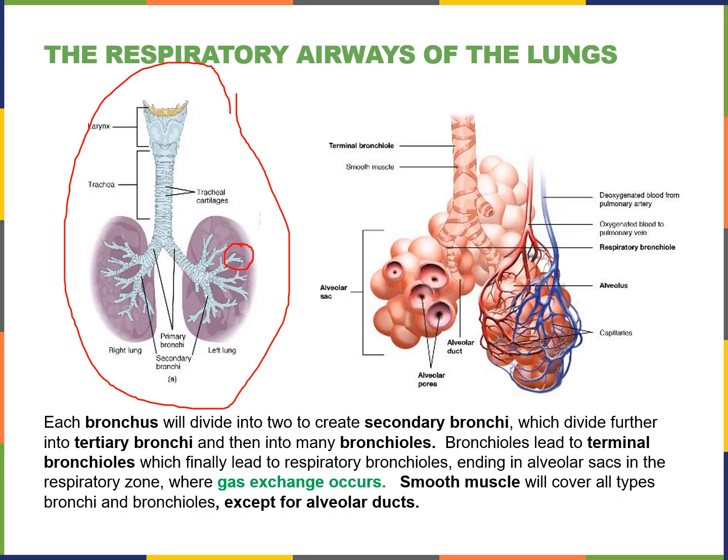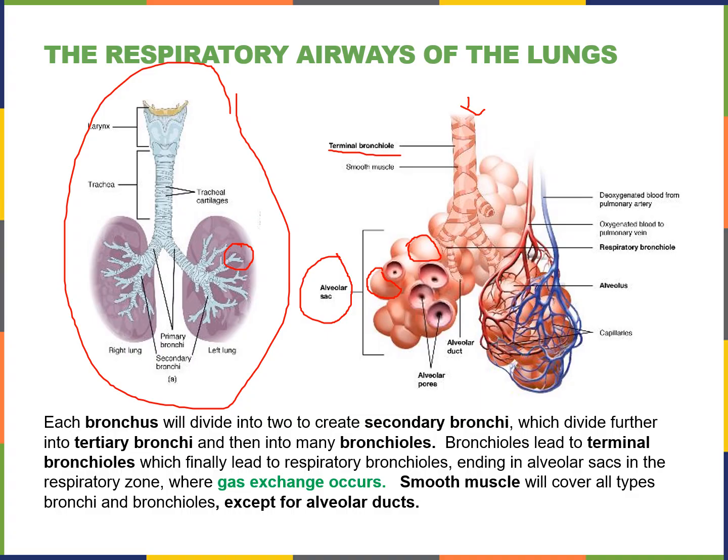This thing looking like a bunch of grapes is called an alveolar sac. It's called an alveolar sac because each one of those little bubbles would be like a grape, and that's an alveolus. Alveoli is plural. So this structure here is not the trachea. This is a terminal bronchiole.